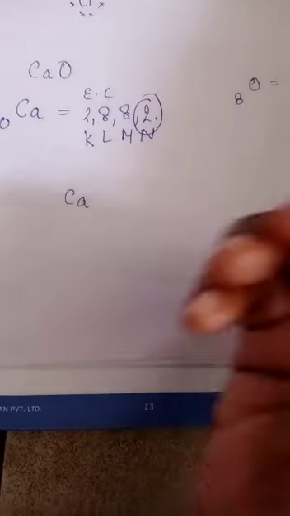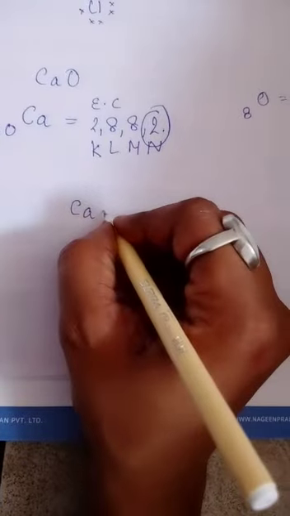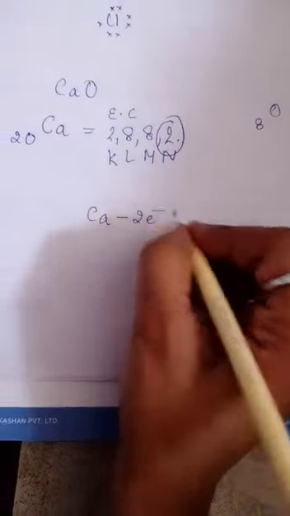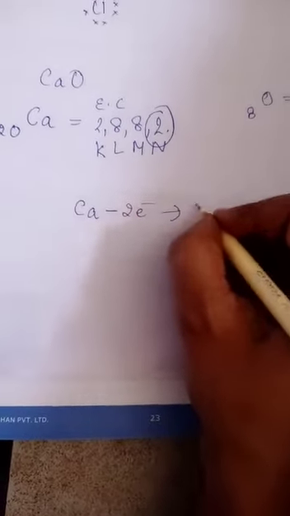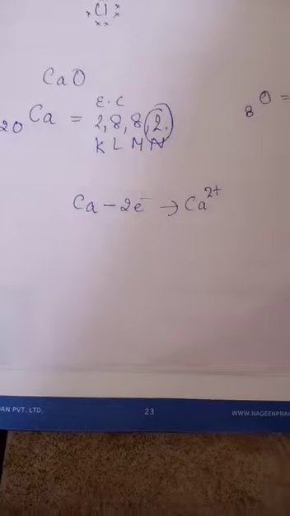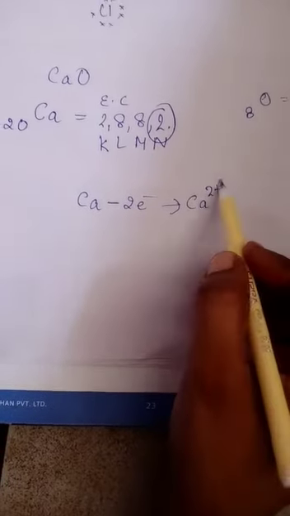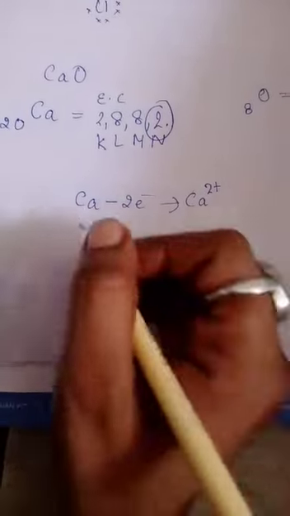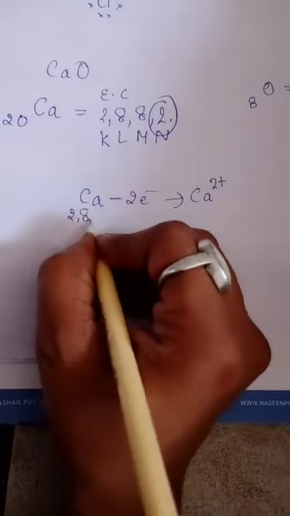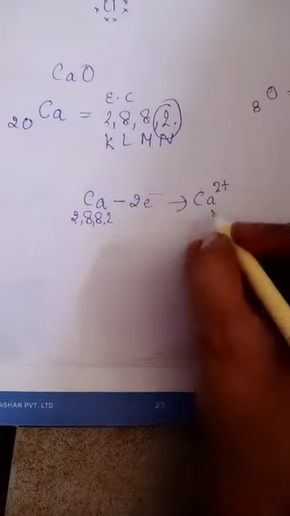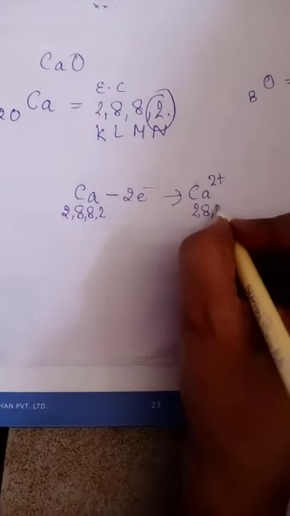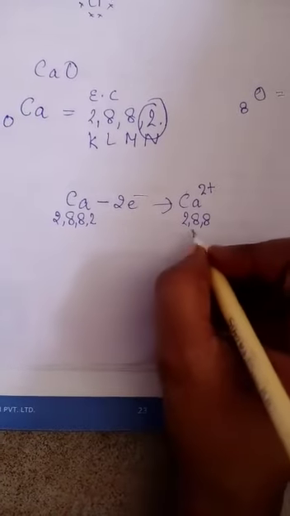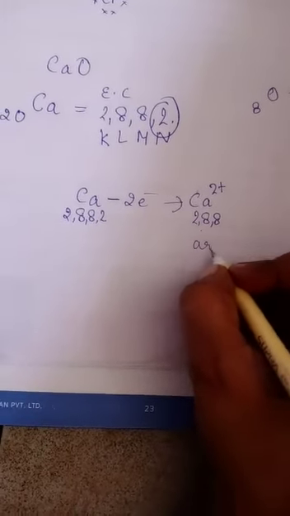So it is unstable. So to gain stability, it will lose these 2 electrons. So calcium loses 2 electrons and forms Ca2+, a 2 plus charge will be there. The number of electrons lost will be the same as the charge carried by the ion. Now here the initial electronic configuration is 2, 8, 8, 2. Now the electronic configuration is what? 2, 8, 8. It has attained the nearest noble gas configuration of argon.